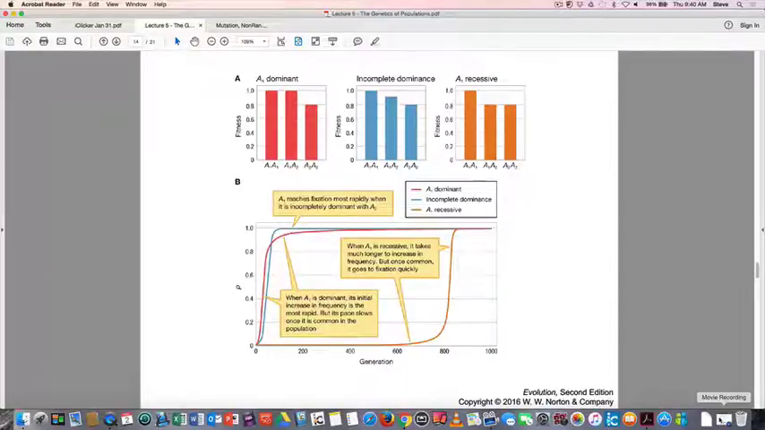In the other case of incomplete dominance, where the heterozygote has an intermediate fitness between the dominant homozygote and the homozygous recessive one, what you can see is it's slower in the initial phases, but it goes to fixation much faster. Do you remember how we explained that? Why did this take longer to go to fixation? What happens when the favorable allele becomes common? Why is it so hard to get rid of?